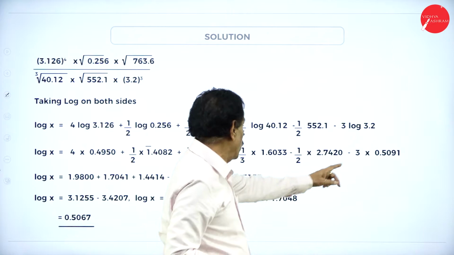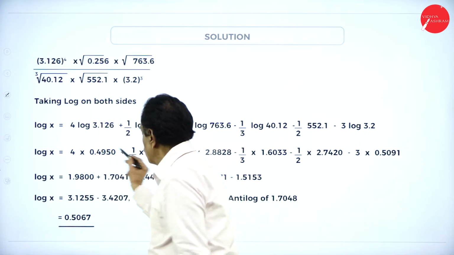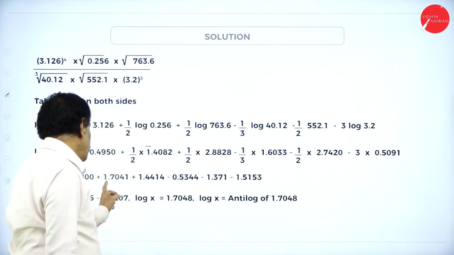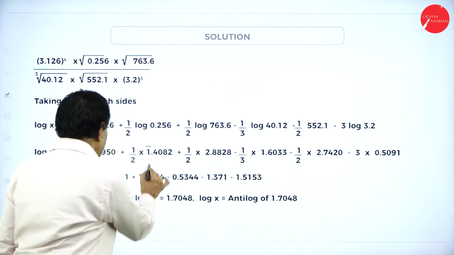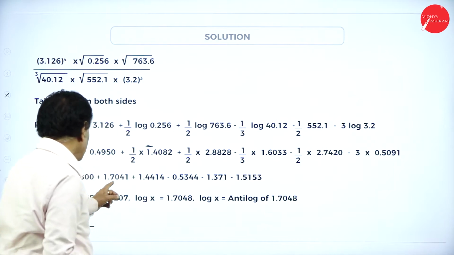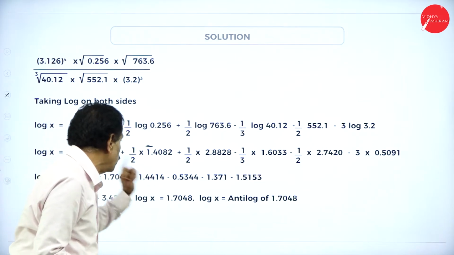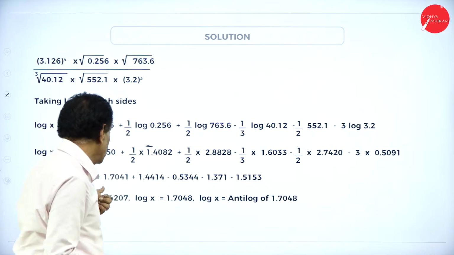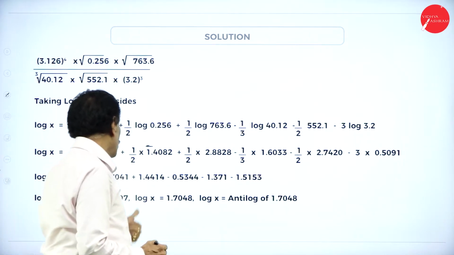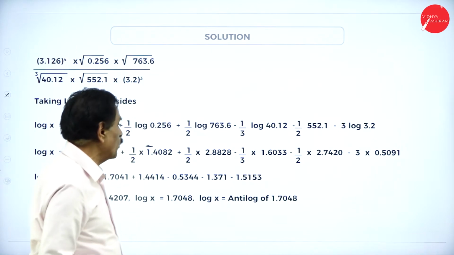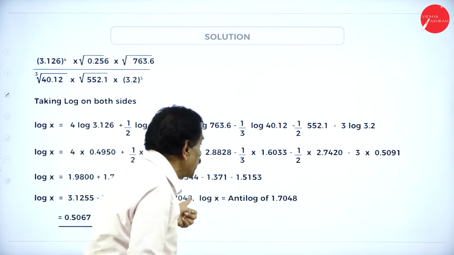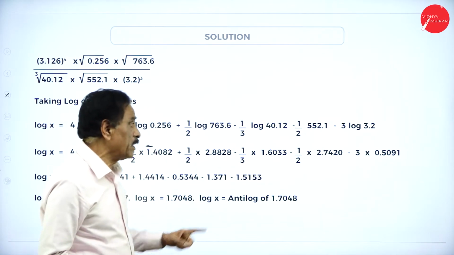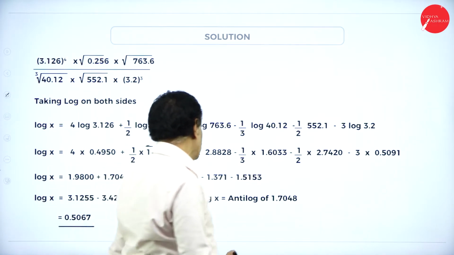2.74133 into 0 point here. Come back. If we multiply it, 1.9800 half into 0.1714. Here 14.01, 1.4144, 1 half into 1.4082. This is 1.7041. Here 1.4414. This is 0.5344. If you see that, if we divide now 0.1371 minus multiply 1.5153.